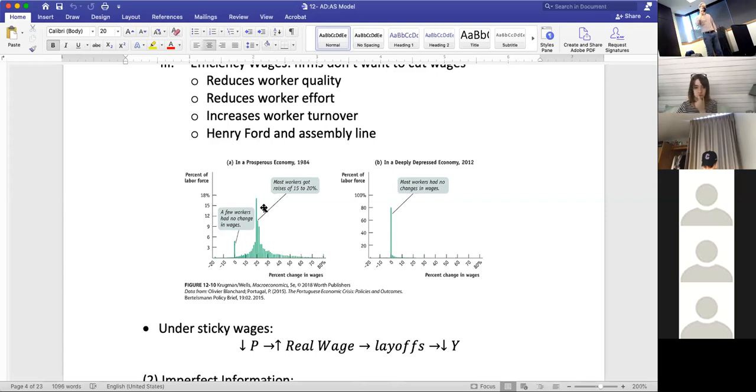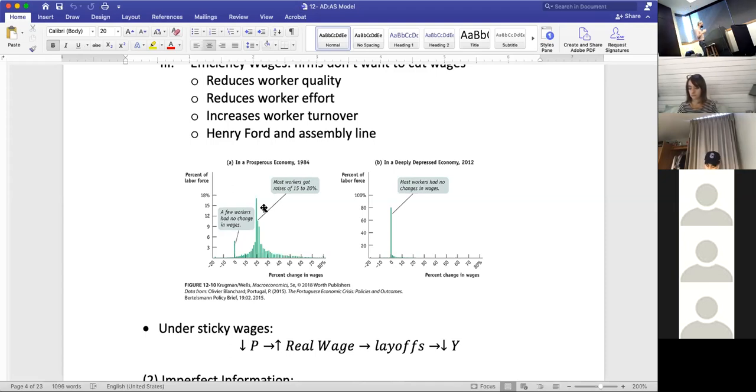So the key word for Keynes, though, just to make sure you understand this, is sticky wages, right? Because Keynes was never saying that wages never change. That's not his point. But they're sticky. They're kind of slow to change, and they don't change very quickly.